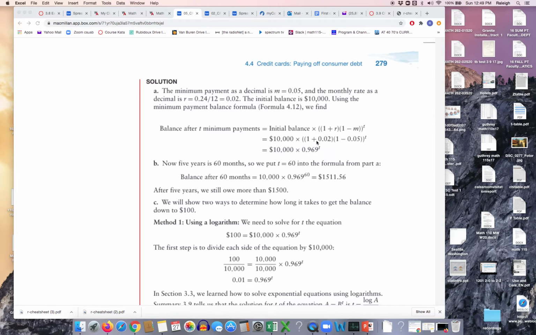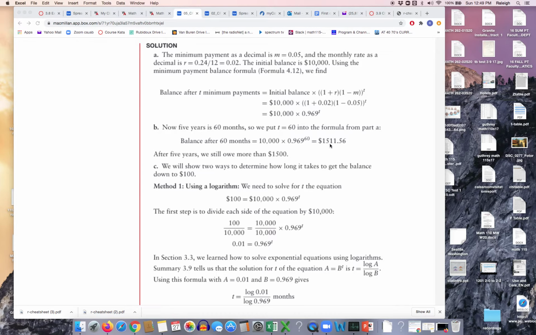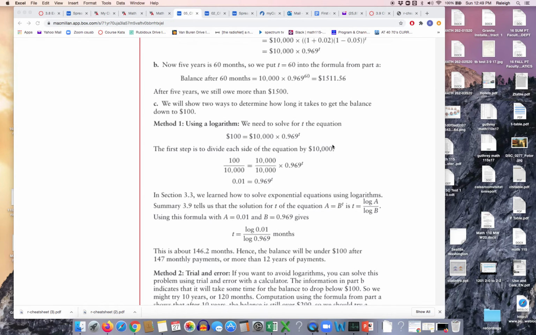And this one worked out to be 1.02 with the 1 plus R, and then 1 minus 0.05 is 0.95. That multiplied out to almost 0.97. So yes, the balance is shrinking. It takes a long time to do that. And after 60 months, the 10,000 has gotten down to 1,500, but it's still up there.